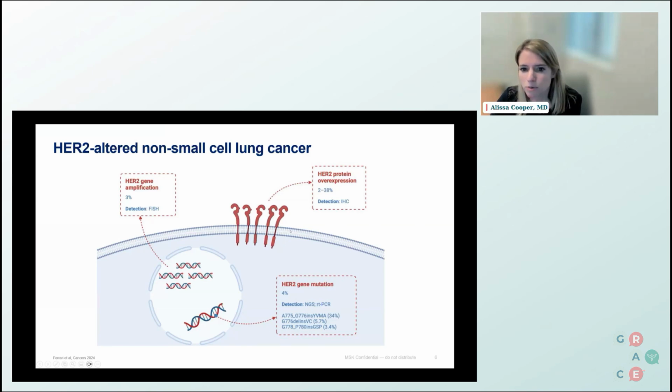And then the HER2 protein, so this is the gene and this is the protein. The protein can be what's called overexpressed, and that would be sticking out in the cell membrane here, and there are many copies of the protein. And that can be more common than either of these other two, the gene amplification and gene mutation. So we'll focus mostly on the gene mutation, which is an important subset of non-small cell lung cancer.